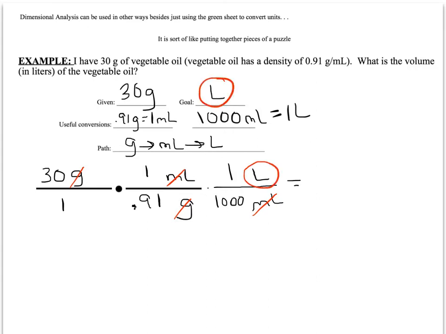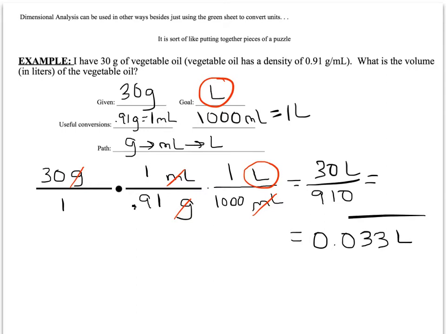So it's all about multiplying now. I just need to take 30 times 1 times 1, and that would give me 30. Then I'm going to take 1 times 0.91 times 1,000, and that gives me 910. If I take 30 divided by 910, I get 0.033 liters.